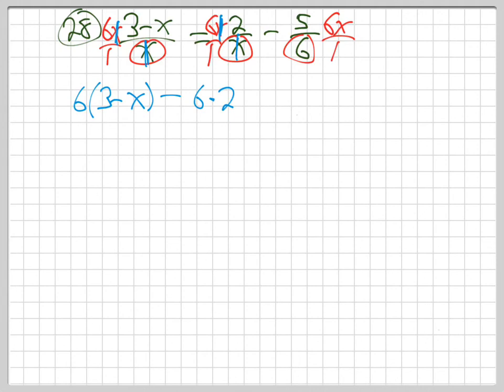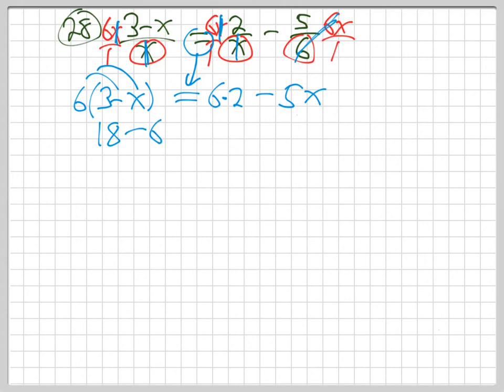Whoop, not minus, that's an equals there, isn't it? I'm getting confused. That's an equals. 6 times 2, 12, minus, and these 6's cancel, 5x. So this 6 distributes here, 18 minus 6x is 12 minus 5x. Okay, got rid of the fractions, right?